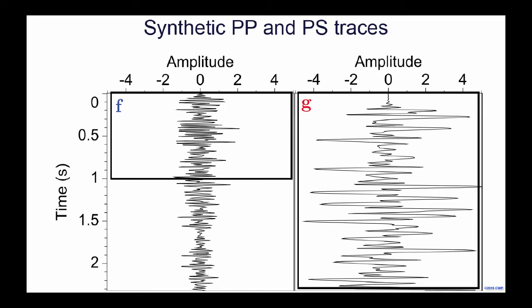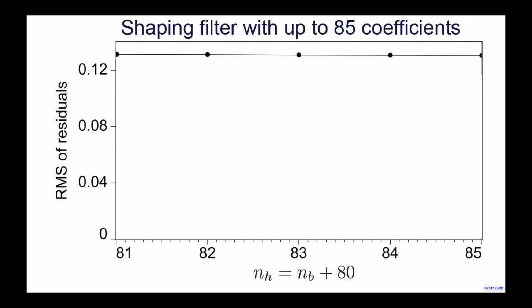So what I'm going to show you next is the RMS of the residuals for shaping filters of different lengths. And these lengths range from 81 coefficients to 85 coefficients. And you'll notice that we hardly get a decrease in the RMS of the residuals. But now let's use the warping with wavelets algorithm in this case. And I'll highlight these corresponding residuals in red.